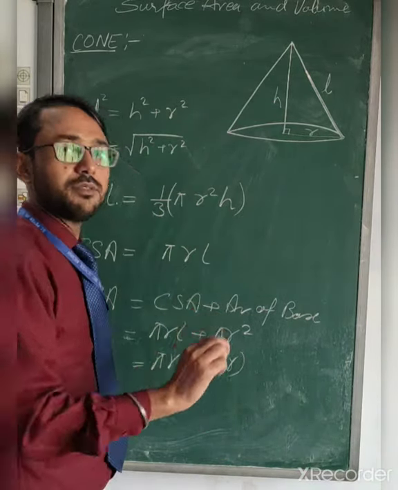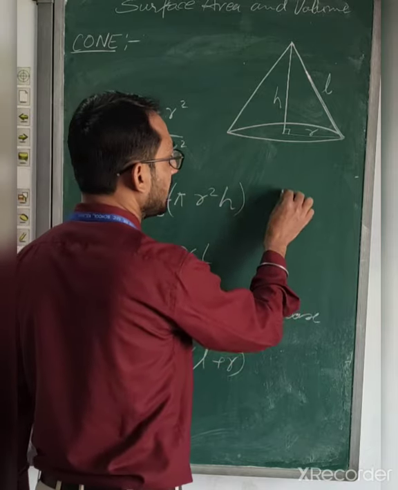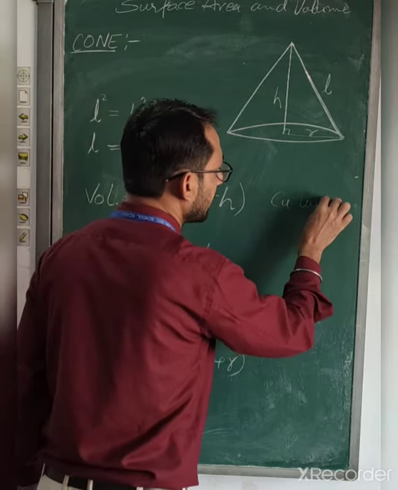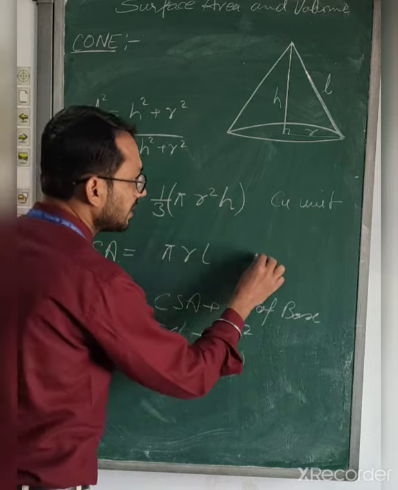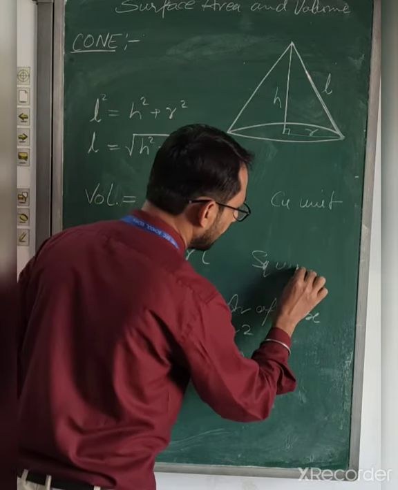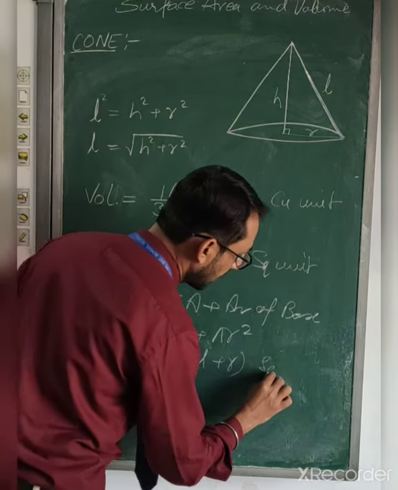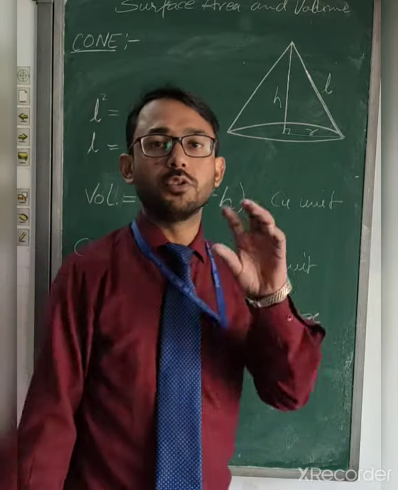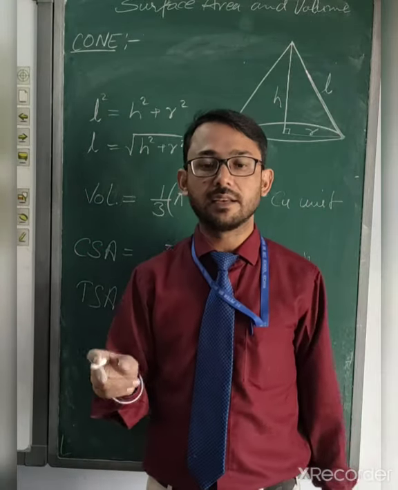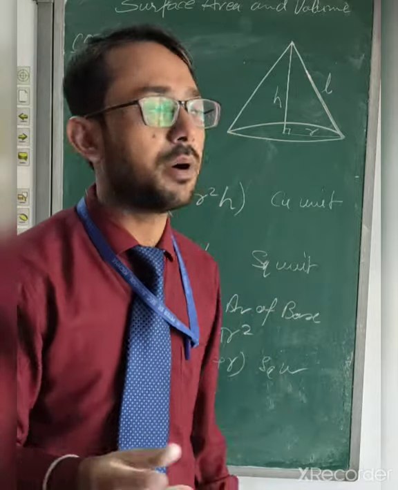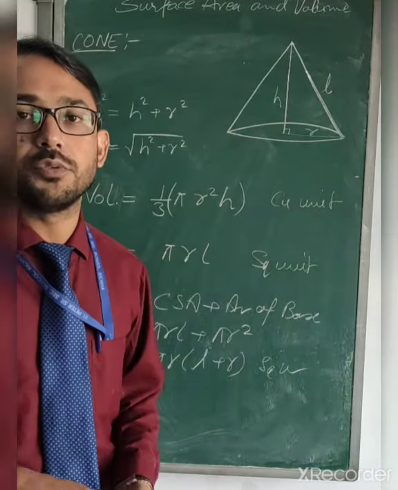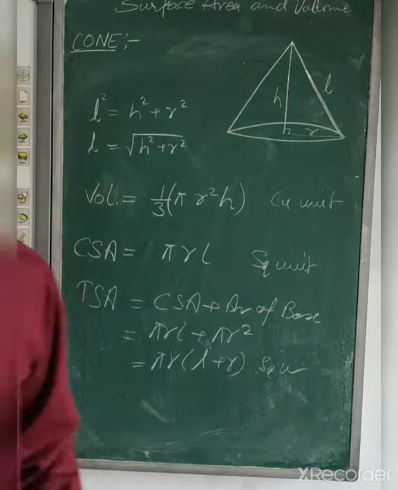Now again for the units: the volume's unit will be cubic unit, and the surface area will be square unit. So for units you should not make mistakes. So this was all about the cone. Now we need to go to the next topic.